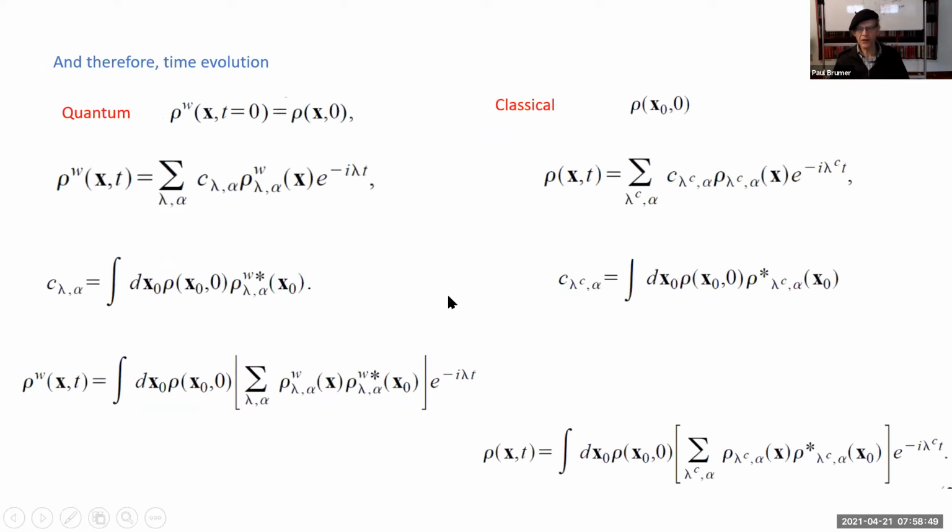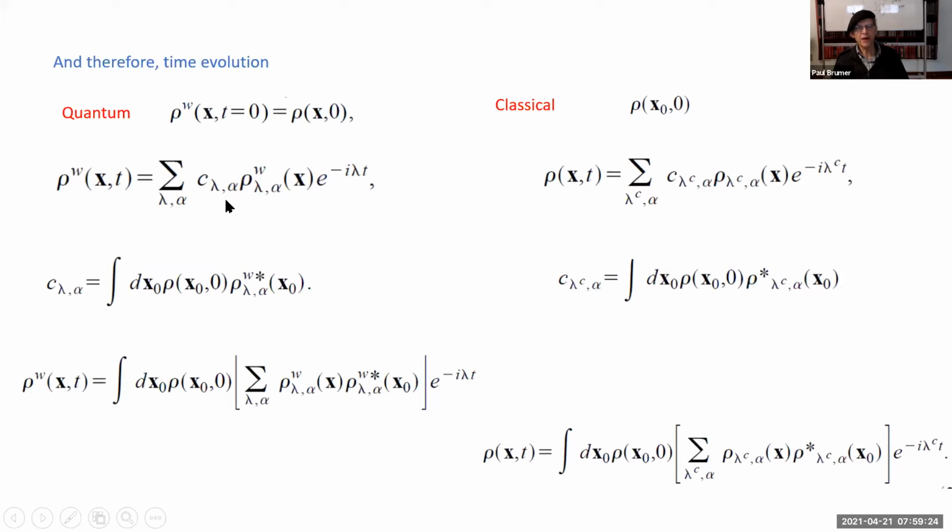And therefore, if I examine time evolution, then in quantum mechanics, if I start with the Wigner representation ρ of x0, then I can expand the time evolving solution in a linear combination, a linear superposition, with coefficients c_λα of these eigenfunctions. Again, I'm dealing in the Wigner representation. I don't have to, but it's convenient because a phase-space representation in quantum mechanics links much more naturally to a phase-space representation in classical mechanics. So here is my expansion.